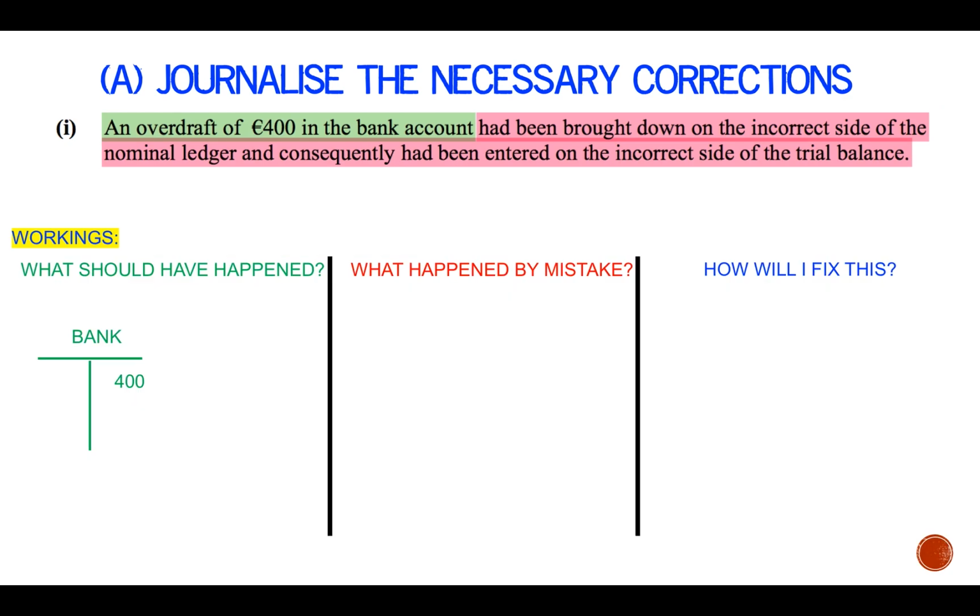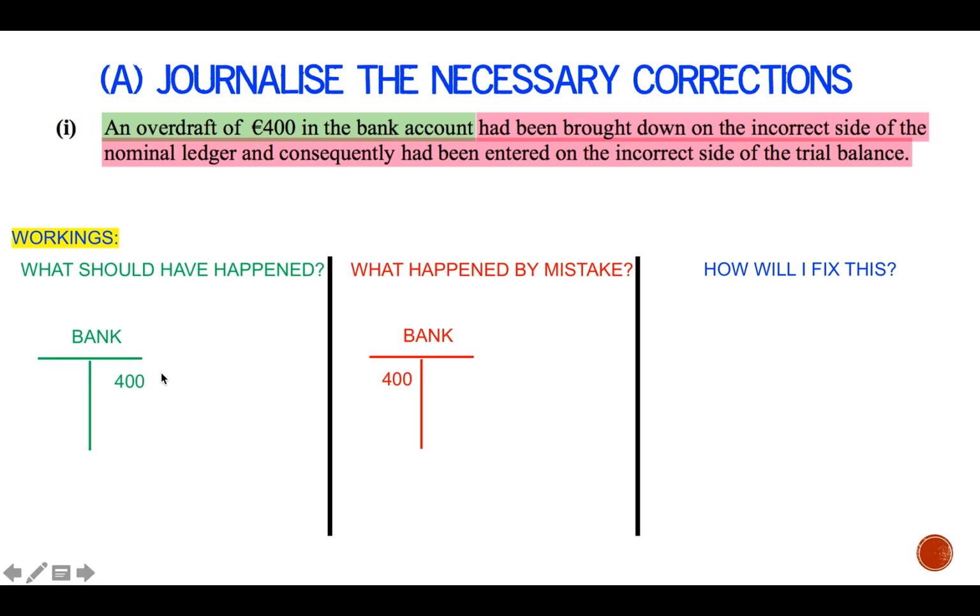So number 1, an overdraft of €400 in the bank account had been brought down on the incorrect side of the nominal ledger and consequently had been entered on the incorrect side of the trial balance. So what should have happened? Well, a bank overdraft should be credited because that would be a liability. Okay, but what happened by mistake was that it was put on the debit side, so it was put in as an asset there. Okay, so how do we fix that?